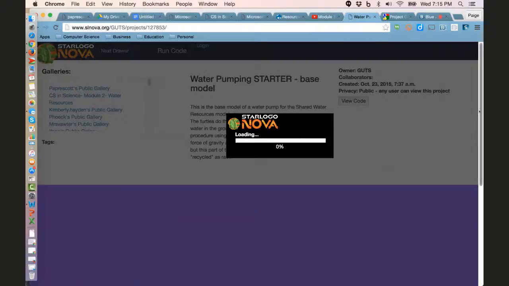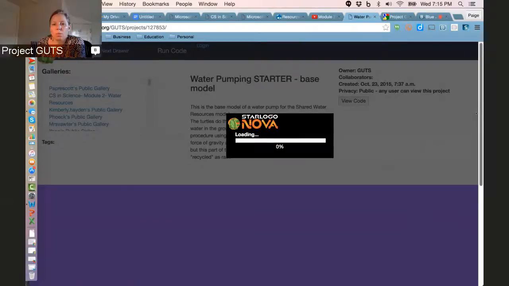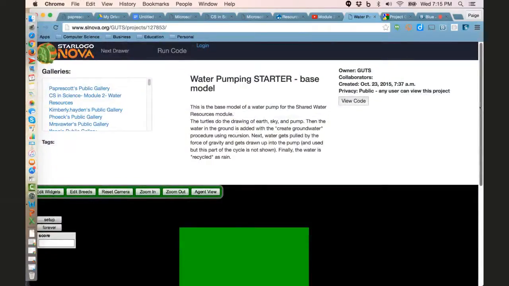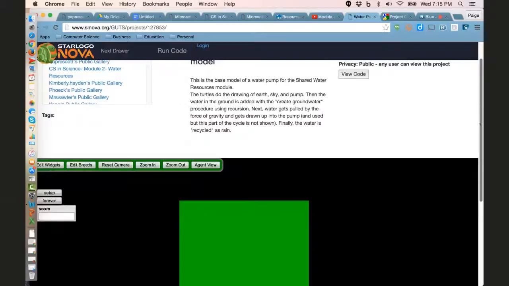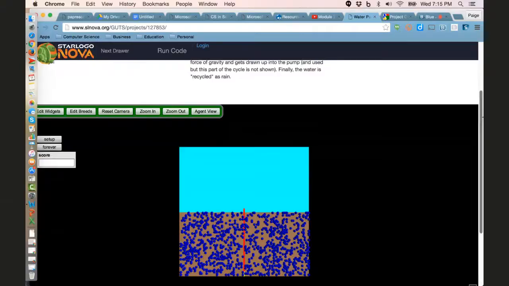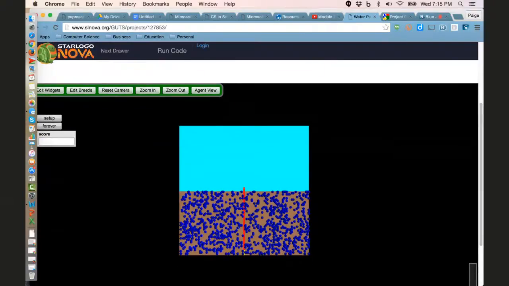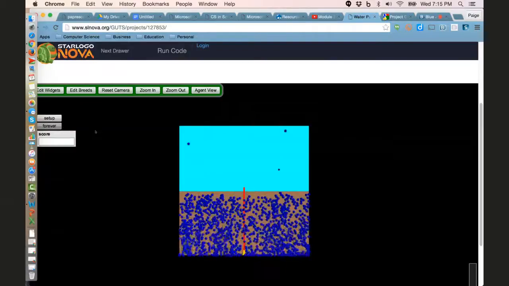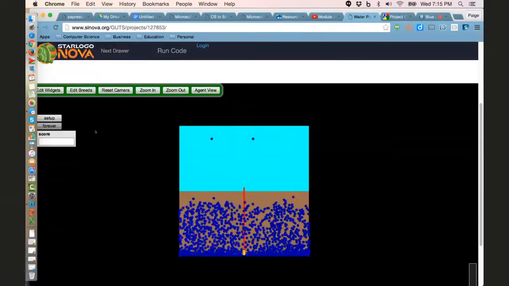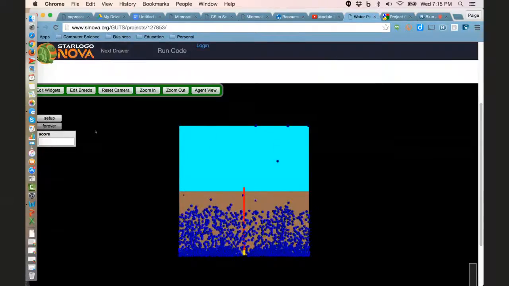And we'll load that up. And this is the one that they're going to remix into their own gallery and make some modifications. And so this is what it looks like. We have the sky, we have the earth, and we have the pump that's indicated by red with a yellow wellhead there. And so the water moves through the water cycle essentially and has some interesting behaviors that they look at and they learn to decode.